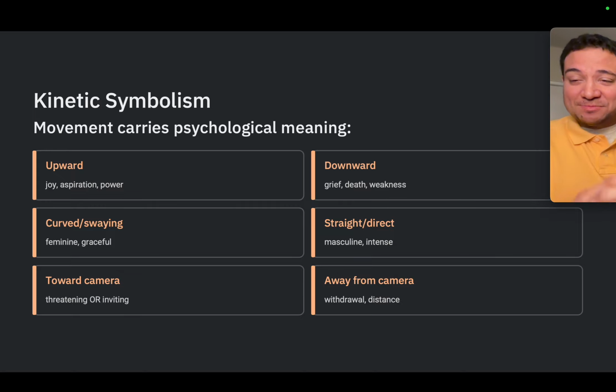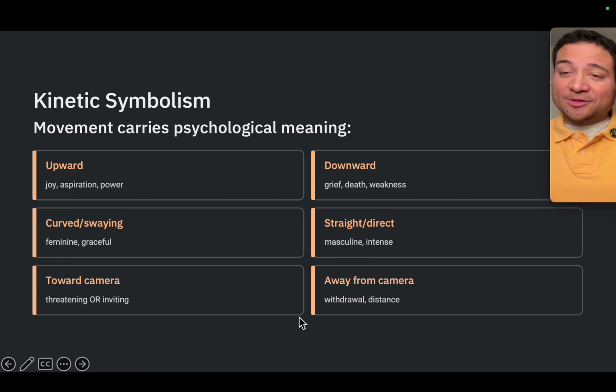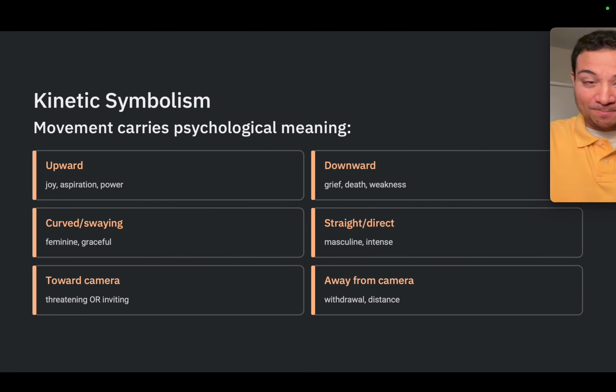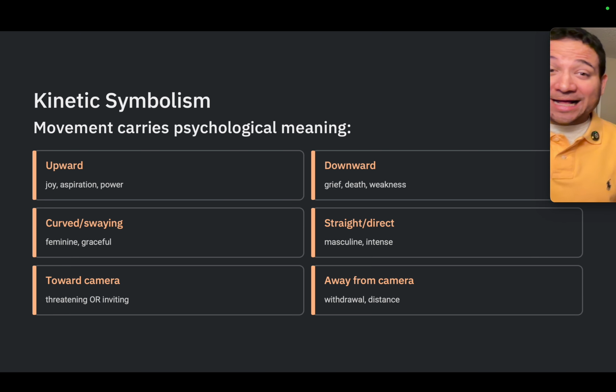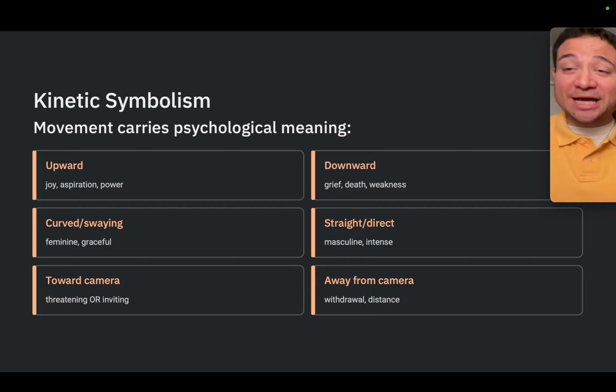Let's say it's a villain that is moving toward the camera and it is physically invading your space as a viewer, then it can be threatening. But if it's a beautiful character, then it can be inviting. If the movement is away from the camera, there's a sense of withdrawal or distance as the character fades into the shot. So remember, movement carries psychological meaning. I know that last time we talked about color, and so also movement, surprise, surprise, carries psychological meaning.